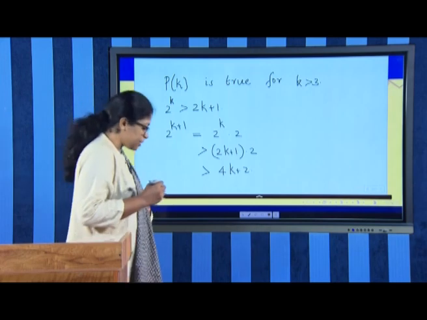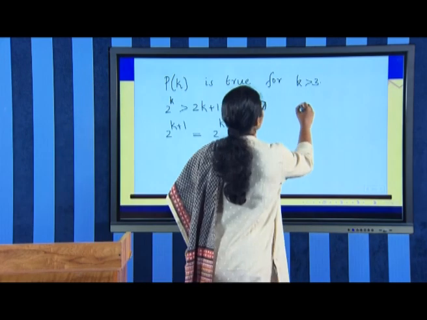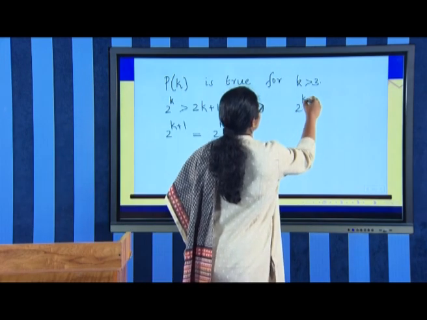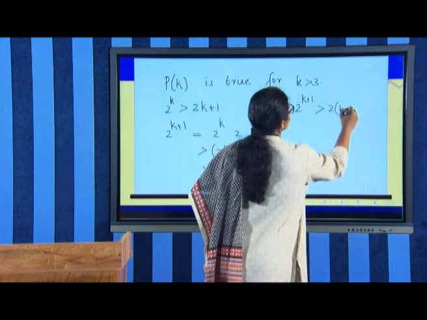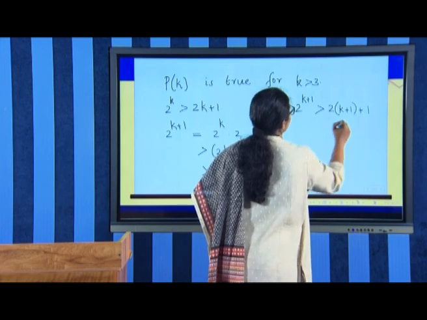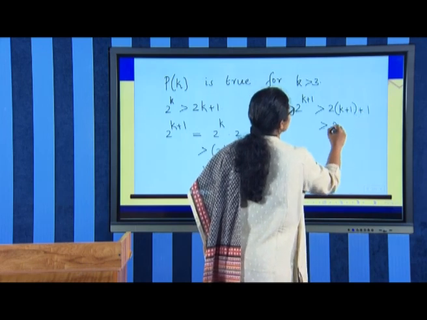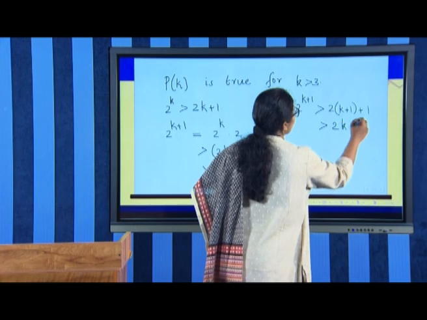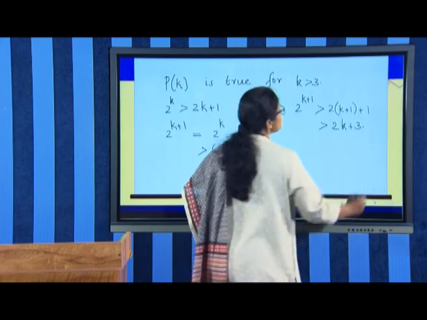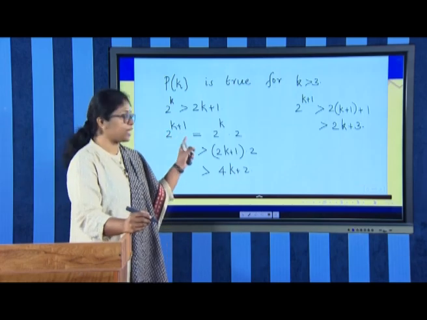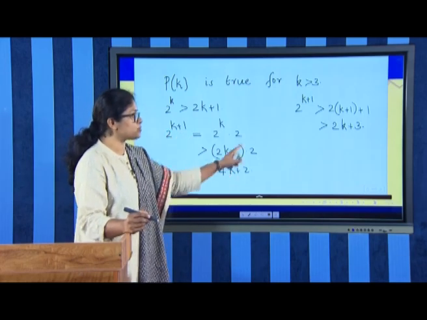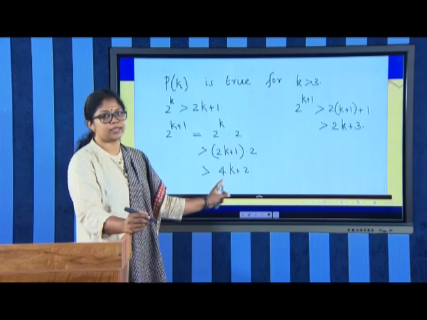But look at the result that we wanted to establish. We wanted to establish 2 power k plus 1 is greater than twice k plus 1 plus 1. So, we needed to establish this result: 2 power k plus 1 is greater than 2k plus 3 only. But now we have 2 power k plus 1 is greater than 4k plus 2. So, this was our aim, we have reached this step.